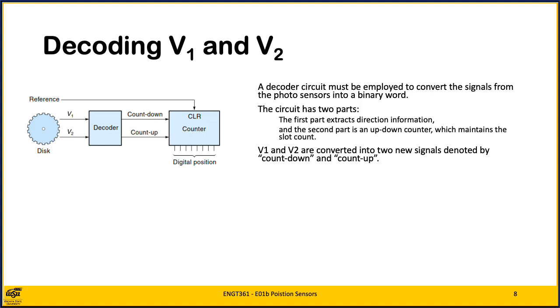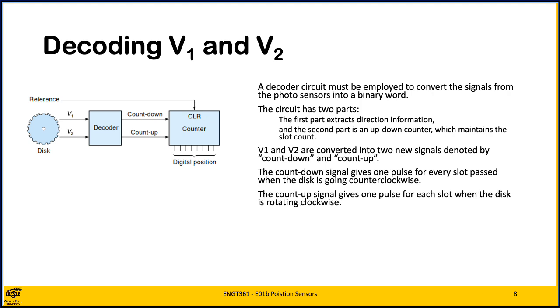V1 and V2 are converted into new signals denoted by count down and count up. The count down signal gives one pulse for every slot passed when the disk is going counterclockwise. The count up signal gives one pulse for each slot when the disk is rotating clockwise.